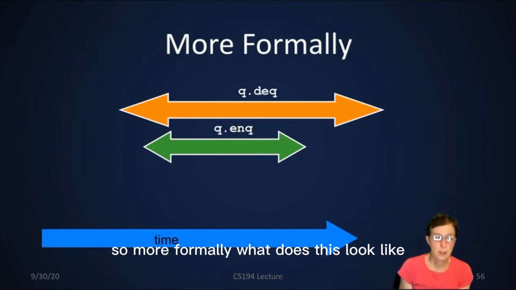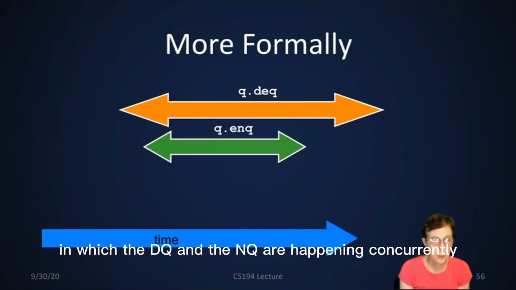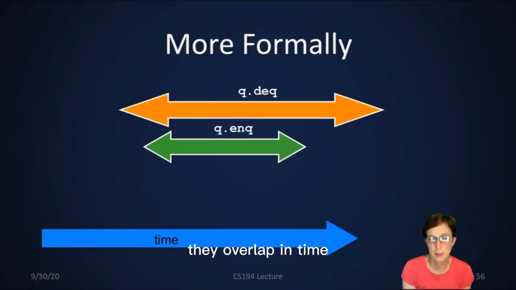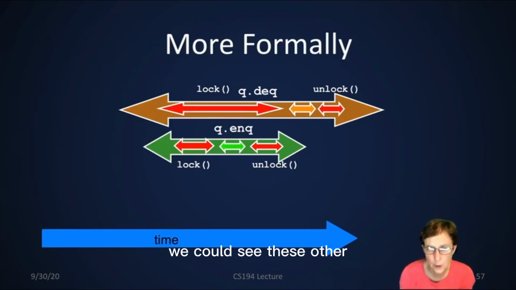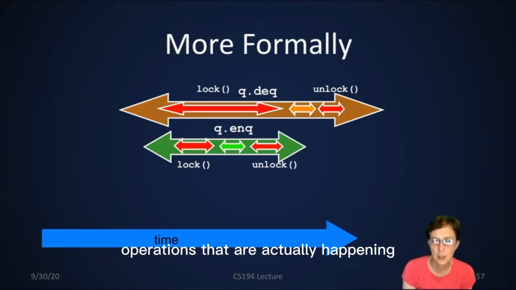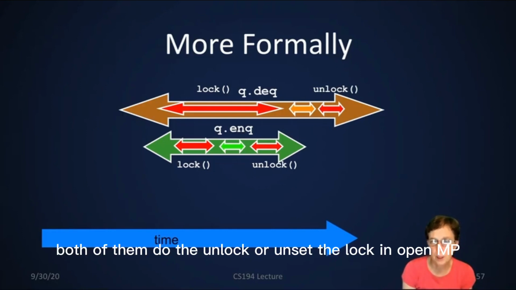So more formally, what does this look like? Well, we can have an execution over time in which the DQ and the NQ are happening concurrently. They overlap in time. And what does that mean? Well, if we look inside of the implementation, we could see these other operations that are actually happening. So the first thing is acquire a lock, and both of them acquire the lock, and then both of them do the unlock, or unset the lock in OpenMP.